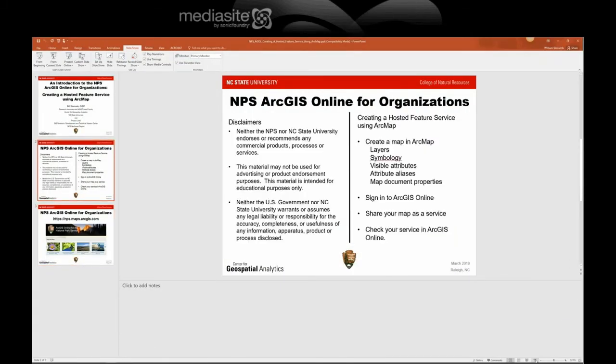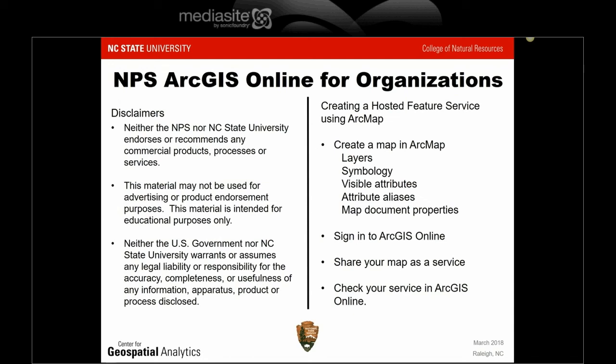So let's just recap real quick and bring this up so it's full screen. There we go. So I created a map in ArcMap. I was cognizant of my layers, symbology, attributes, attribute aliases, and map document properties. I then signed into ArcGIS Online, and through ArcMap, I shared that map as a service. And then I checked that service in ArcGIS Online, and it looks as I would expect it to be.